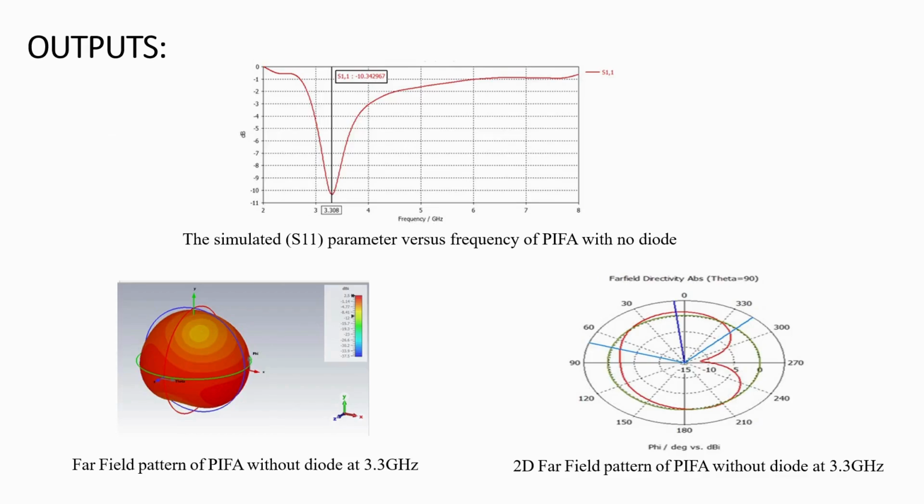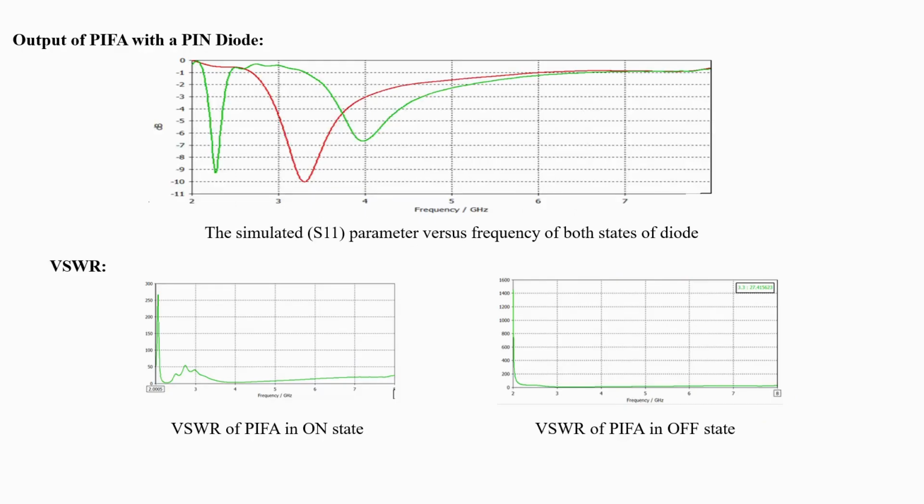So the outputs are as we can see in the figure. This is an S parameter graph of the PIFA antenna with no diode, resonating at the frequency of 3.3 gigahertz with a return loss of minus 10 decibel. The far field pattern and the directivity of the antenna are as given in the slide. And the output of PIFA with the PN diode is as shown in the figure. The green line indicates the PIFA antenna in the on state, and the red line indicates the PIFA antenna in the off state.